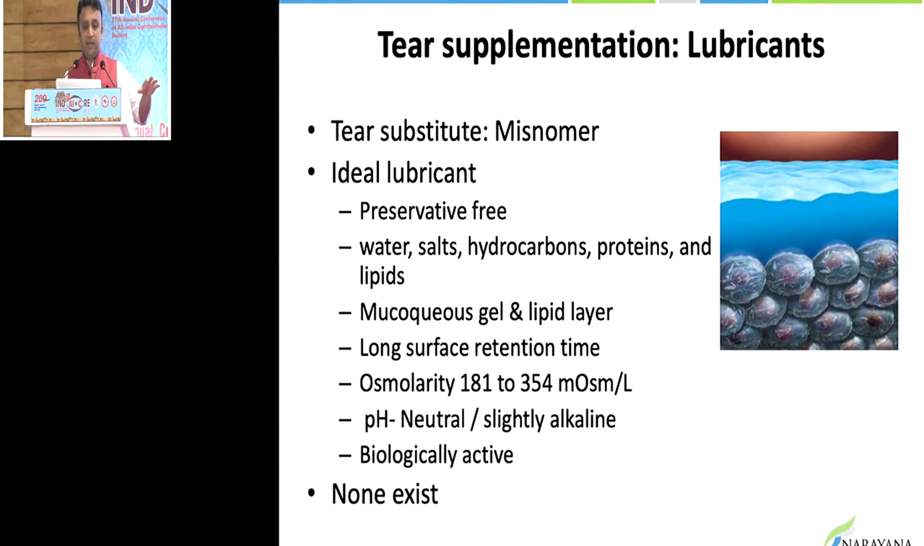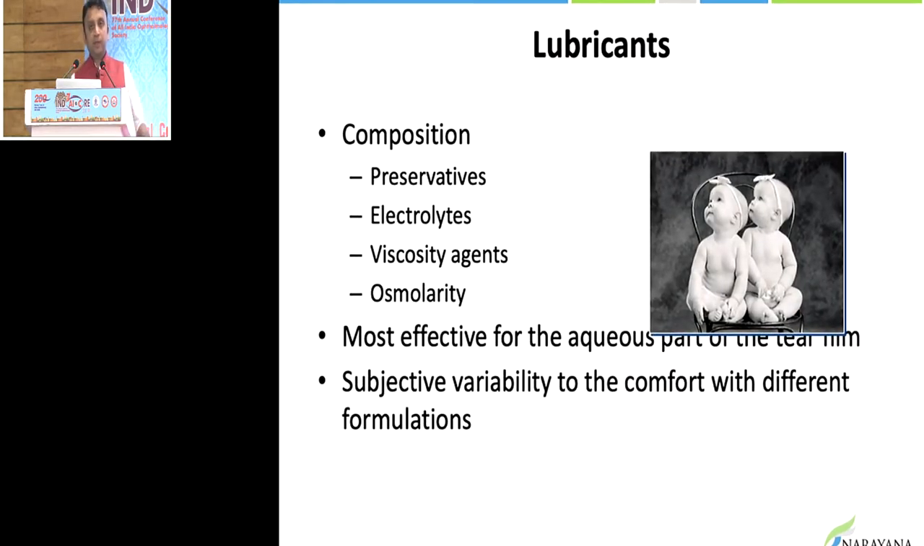Now, before we go into those things, my job today is just to talk about lubricants. When we talk about lubricants, we talk about the ideal lubricant, but we know none exists, because a lubricant is not an artificial tear. A lot of times we mispronounce this as artificial tear. There's no artificial tear. You cannot make a tear. Forget about anything else, because it's such a biologically active thing which cannot be replicated by us. So there is no ideal lubricant. Whatever we have, let's dissect it into a few components. When we talk about lubricant, we have a few components like preservative, electrolyte, viscosity, elastic agent, and the osmolarity part.